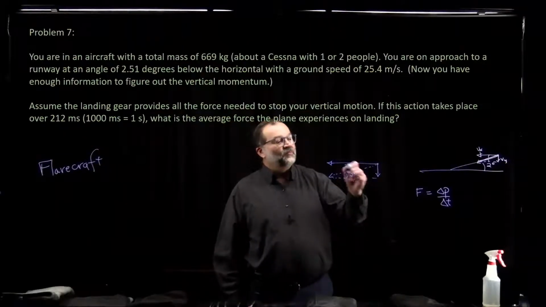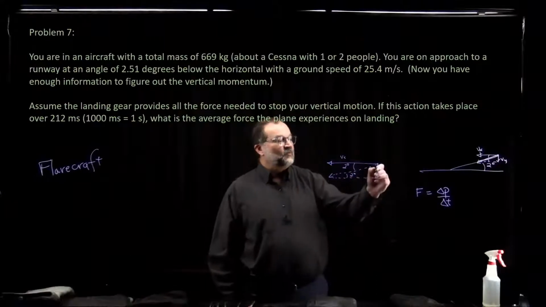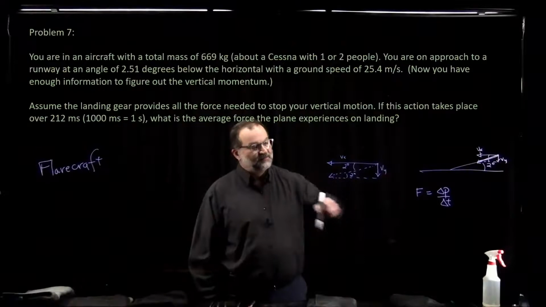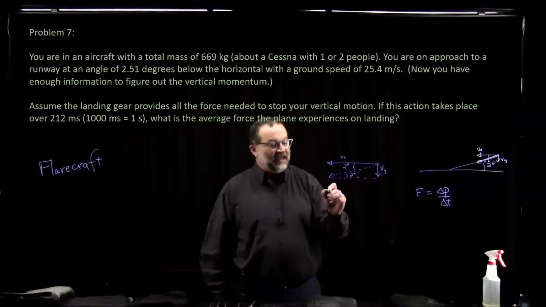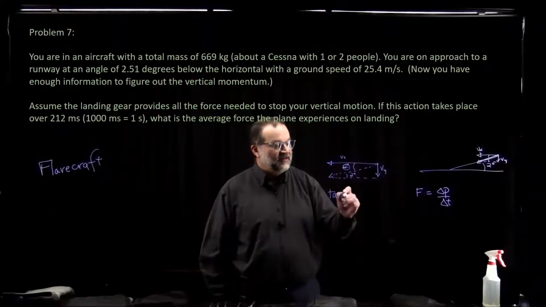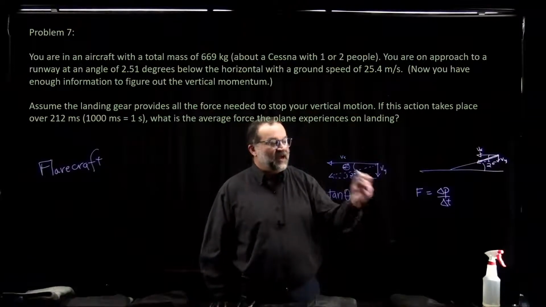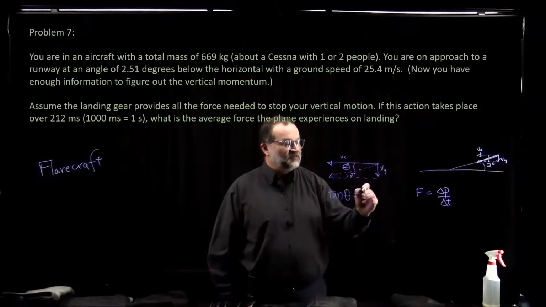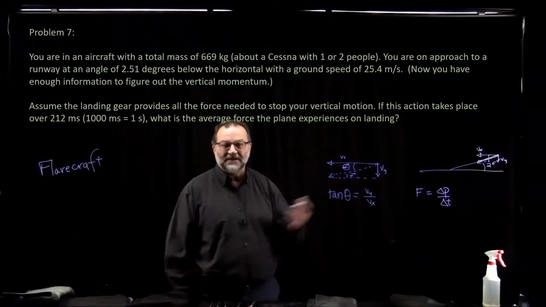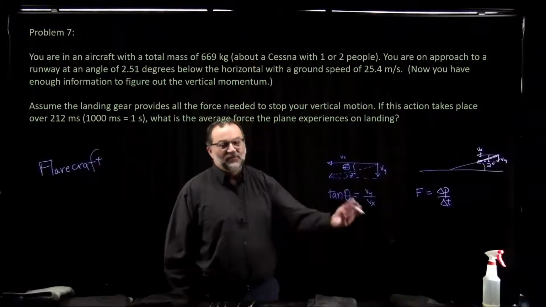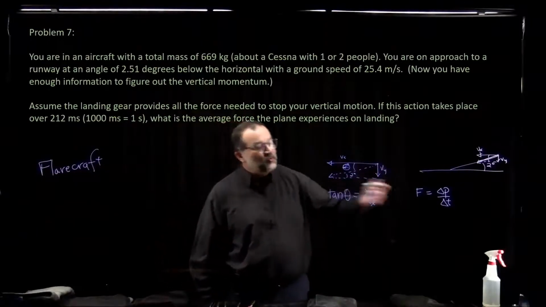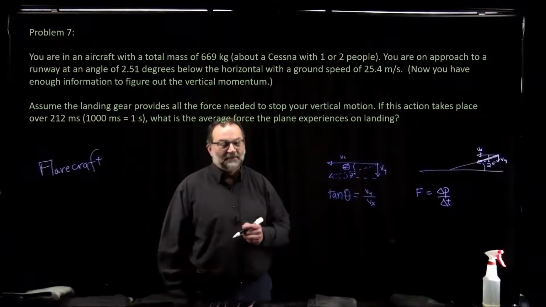So we know Vx. We need to know Vy so we can get the momentum in the y direction. Well, tangent of this angle, I'm just going to call it theta. Tangent of theta, opposite to the angle, is Vy over Vx. So tangent theta is Vy over Vx. We can get Vy very quickly by solving for Vy. All right, so now we know Vy.